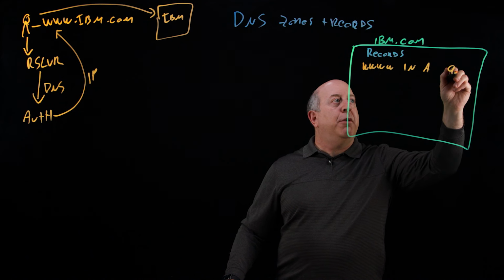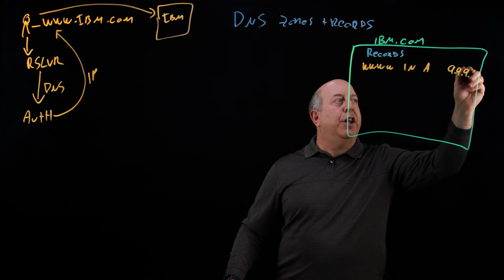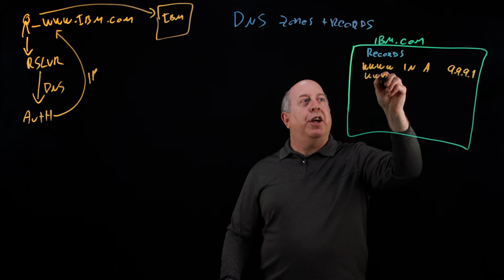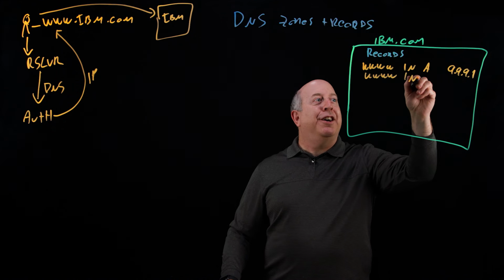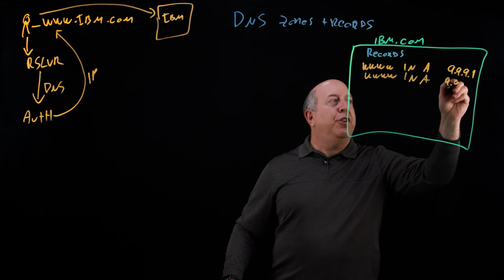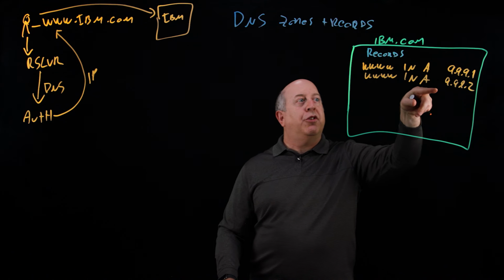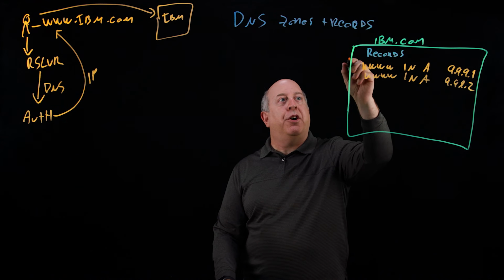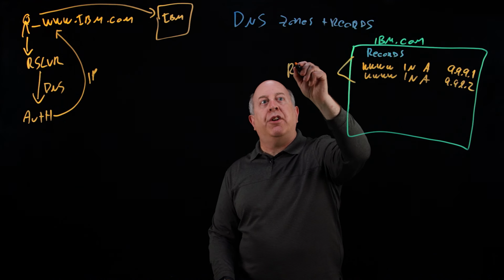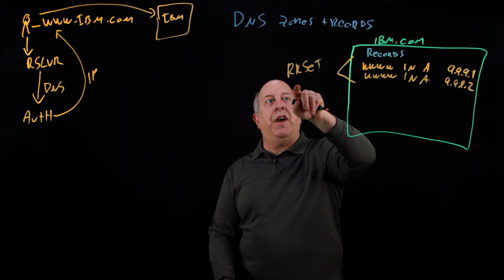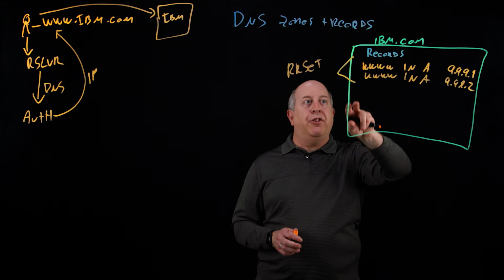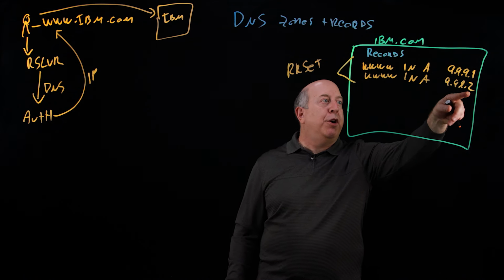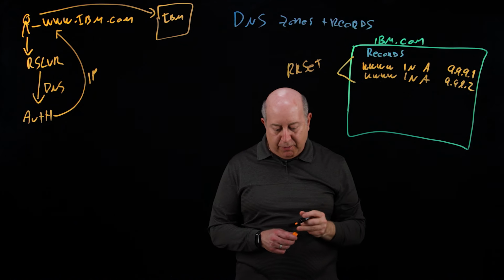It's an A record type, and the IP address is 9.9.9.1. Now, I might have another record, also www. Actually, we'll do 4 dubs. IN, A, and it's 9.9.9.2. What this means is that there's 2 records with the same label, with the same name, and that's called a resource record set. You'll often hear that in the DNS terminology. All it means is that there's multiple records with the same name, but different values, different answers.